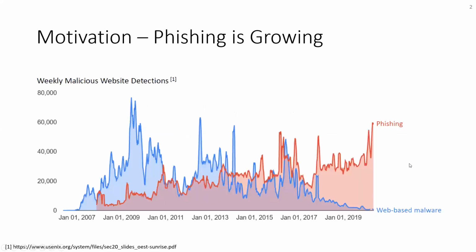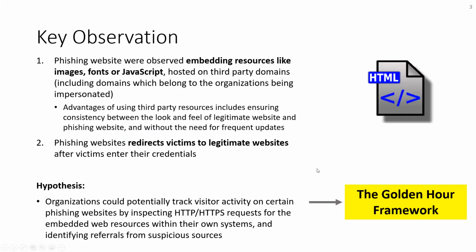So the motivation of this paper is basically phishing. We all know that phishing is increasing over the years, however web-based malware is decreasing. So phishing has become a huge part of cybersecurity research. Prior to the paper, they did some analysis on live phishing kits, and they found out that phishing websites embed resources like images, fonts, or JavaScript hosted on third-party domains, including the domains which belong to the organizations that they are mimicking.